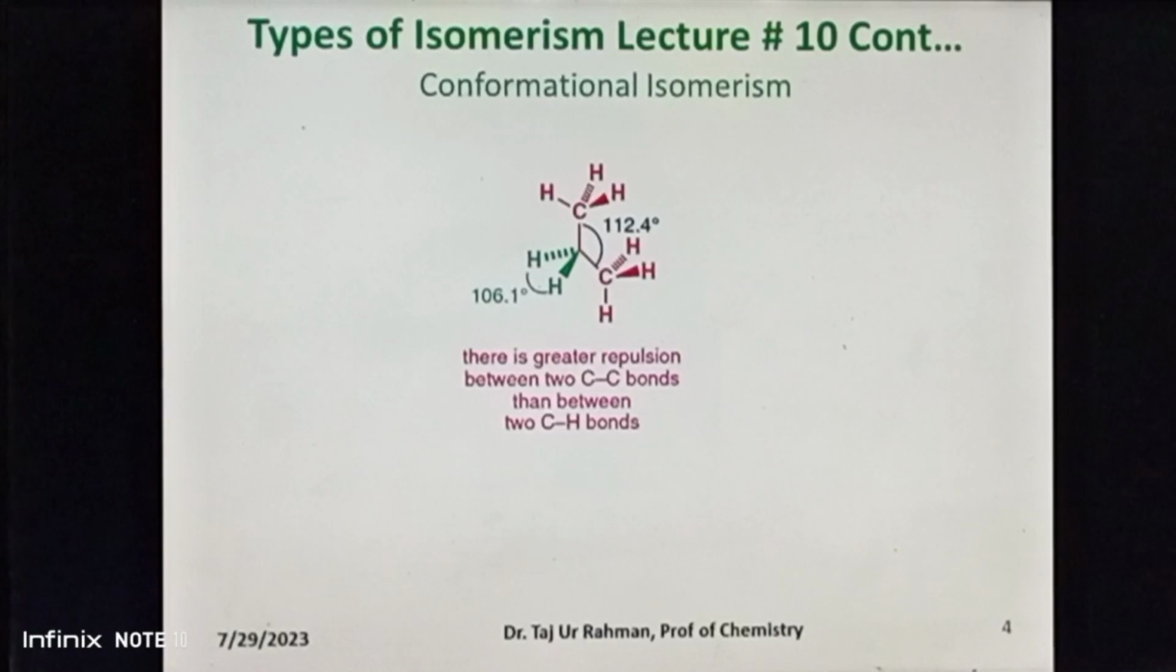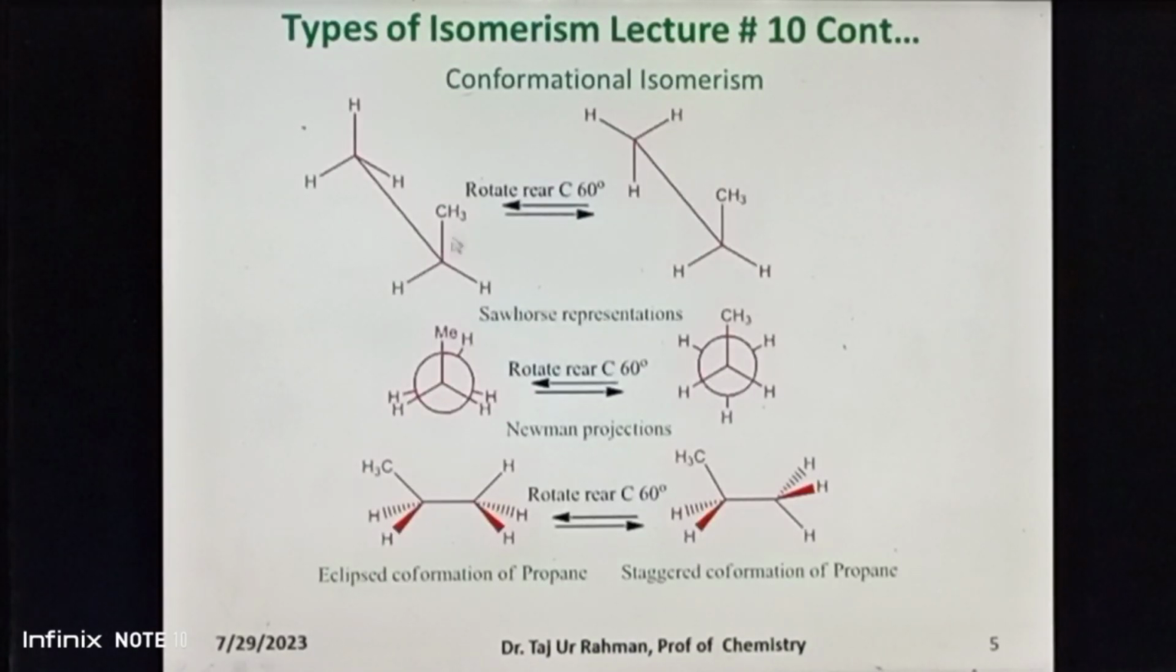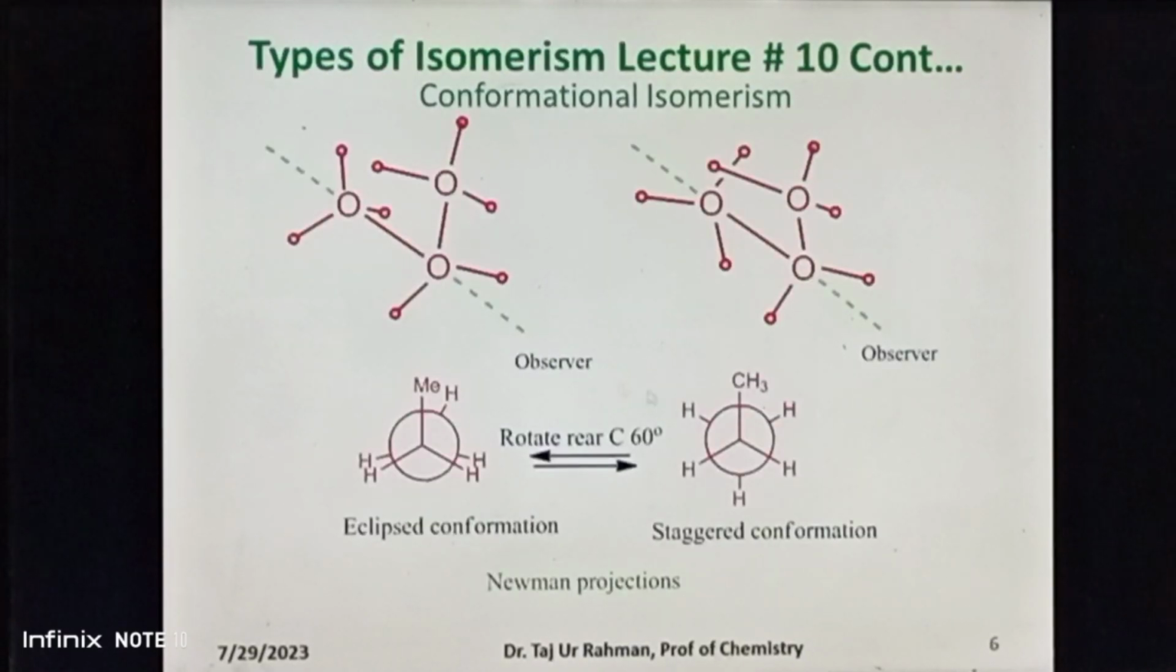The reason is that the repulsion between carbon-carbon atoms is more than between carbon-hydrogen atoms. These are the sawhorse structures and Newman projections of the propane molecule. In these projections, the front carbon, that is carbon number 2, is represented by a dot, and the rear carbon, that is carbon number 1, is represented by a circle. In Newman projections, we are viewing the molecule from the front carbon, that is carbon number 2, this one.